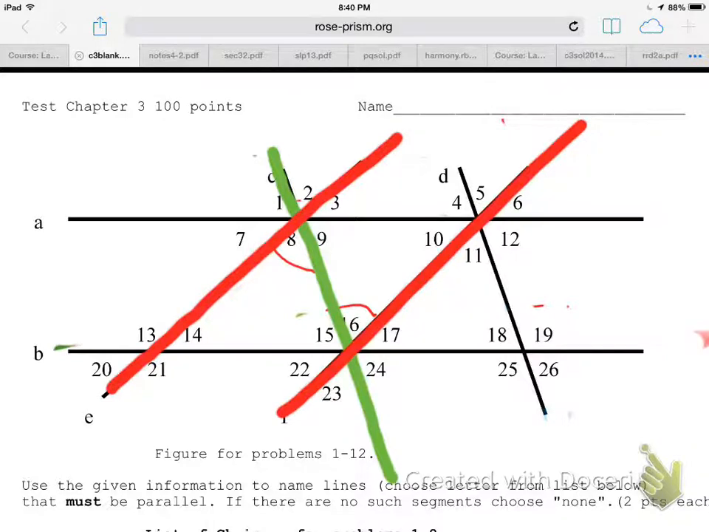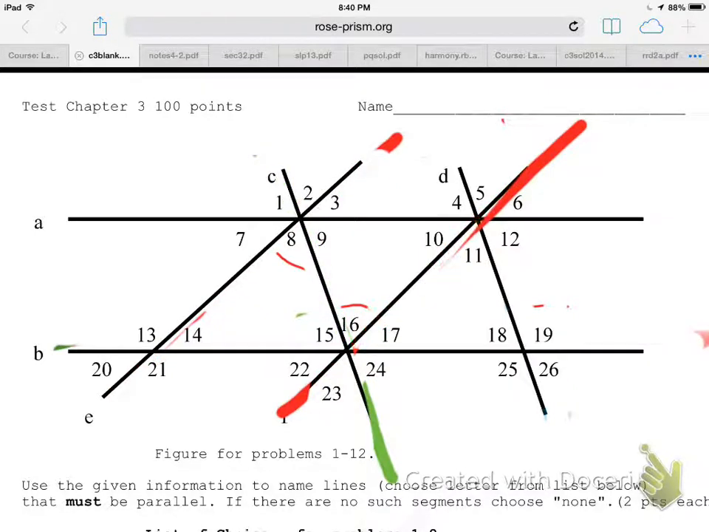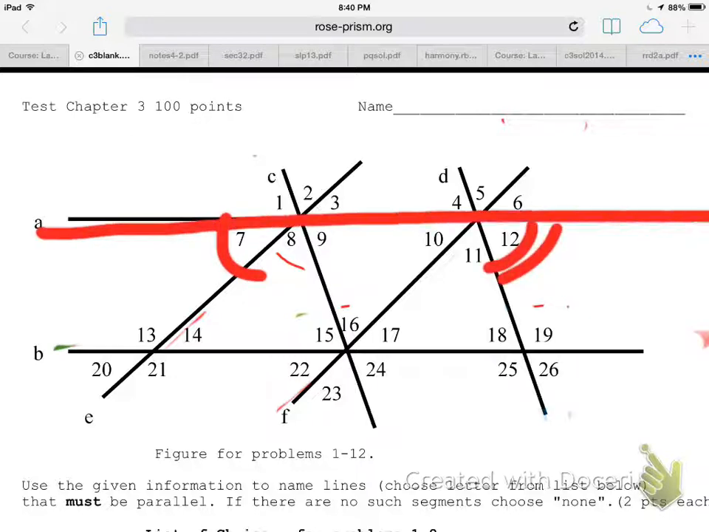Okay, problem number 9 is just asking you what line is the transversal for angles 7 and 12. So we do this just like we've been doing the recent problems. Angle 7 and angle 12 are there. They have a transversal. A side of both of them is line A. So your answer for number 9 is A.